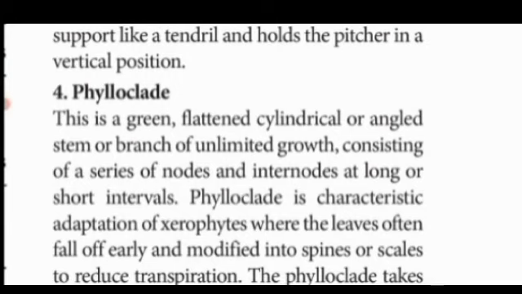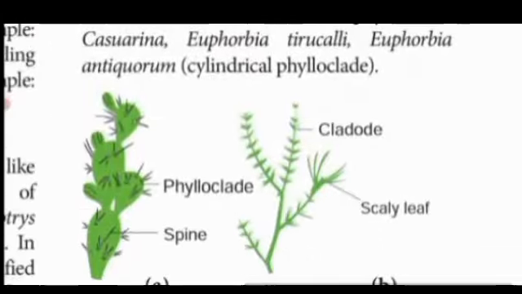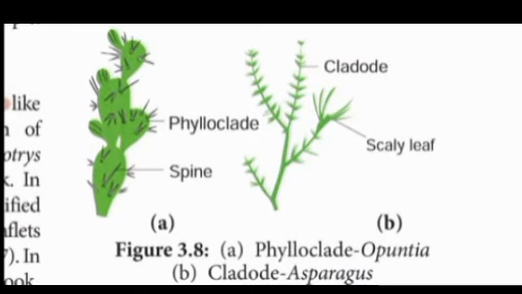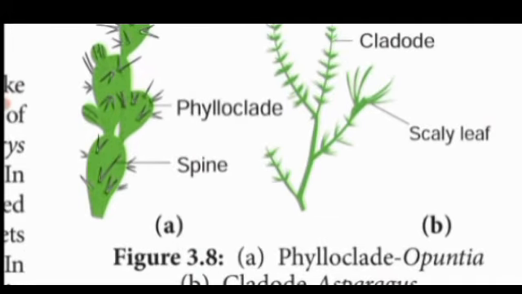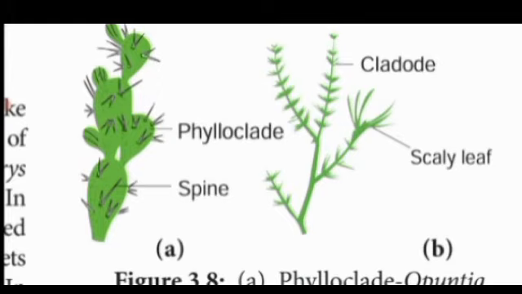The next is the phylloclade. The phylloclade is an aerial modification. It is a green flattened stem, a cylindrical or angled stem or branch of unlimited growth. It consists of a series of nodes and internodes, which may sometimes be longer or shorter internodes.